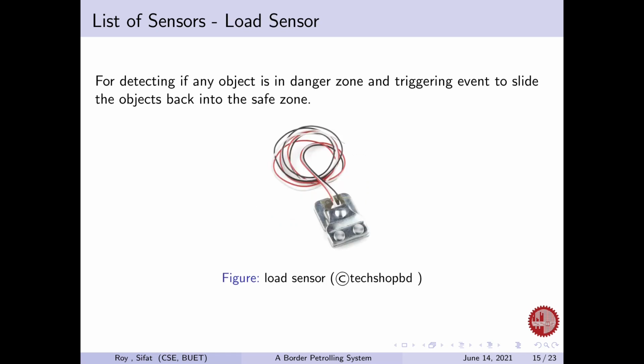The next type of sensor is load sensors. These load sensors will be used for detecting if any object is in the danger zone, and if any object is in the danger zone, this will trigger an event to slide the object back into the safe zone.